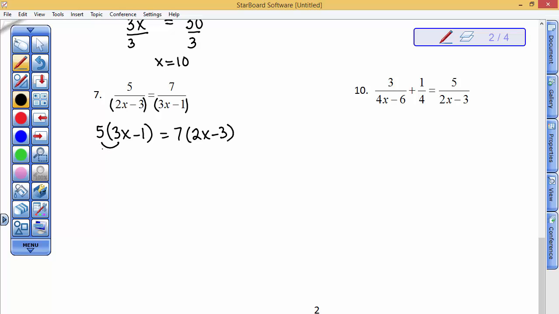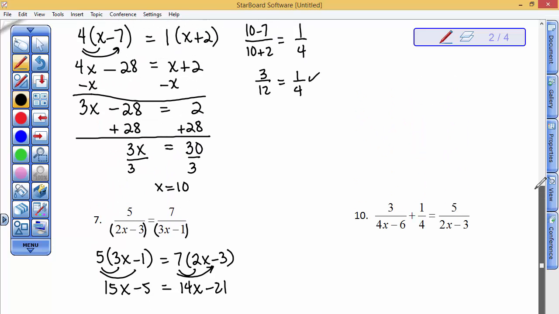Please go ahead and do the distributing work, the 15x minus 5 and the 14x minus 21. And would you solve this problem for x? And I get x equals a negative 16. Soon I want to start talking about the fact that there are some answers for x that will not work. And I think I'll do it when we get to question number 9.